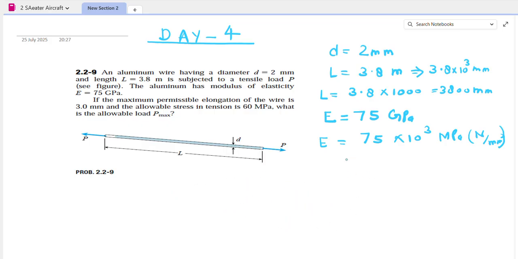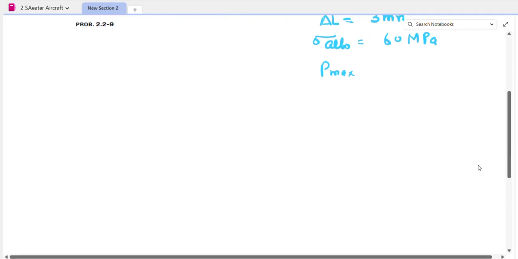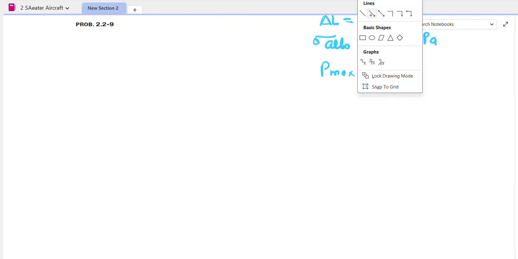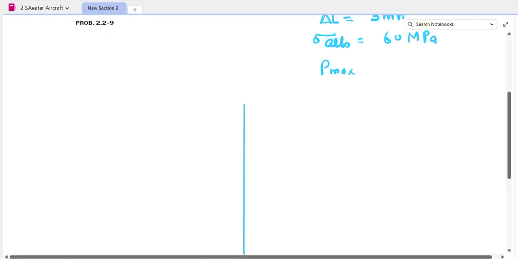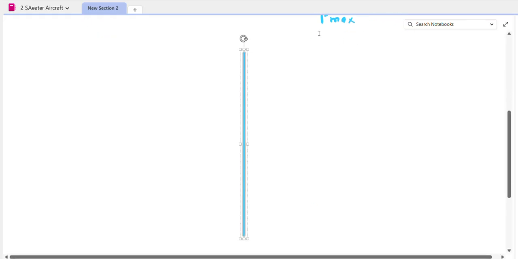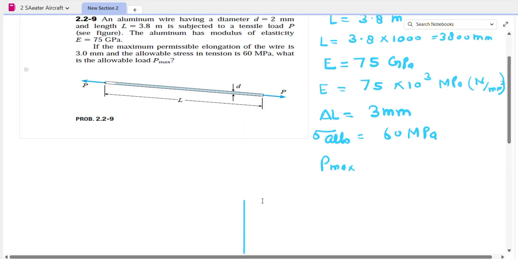E is given. It is telling that the maximum elongation, that means delta L, is 3 millimeter, and the allowable stress, sigma allowable, is 60 megapascal. It is asking what is the maximum load P we can calculate. Based on these two things, we can calculate it by two methods. So let me consider two cases. The first one is like that.